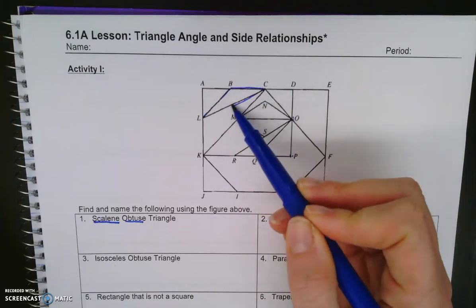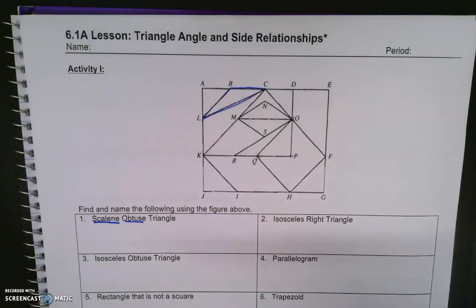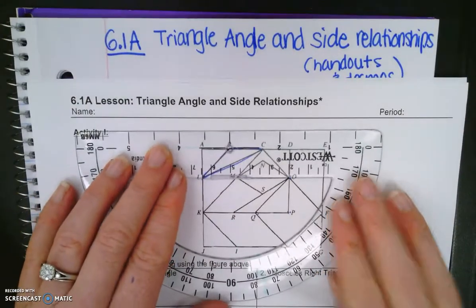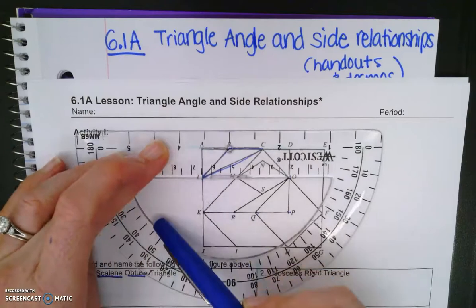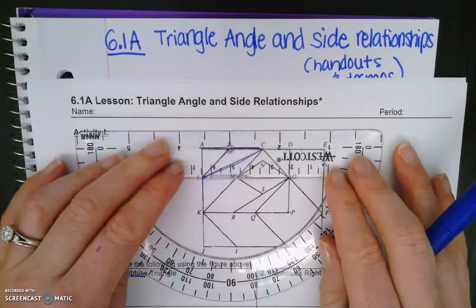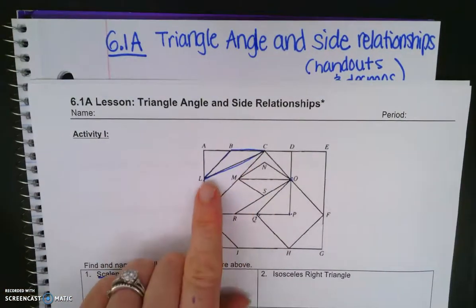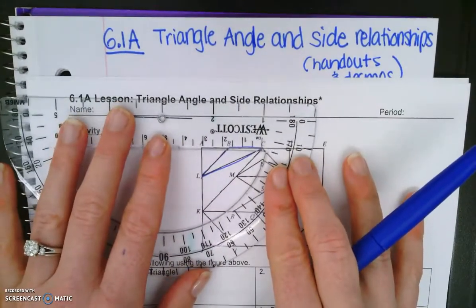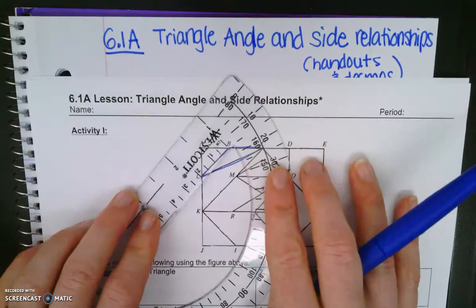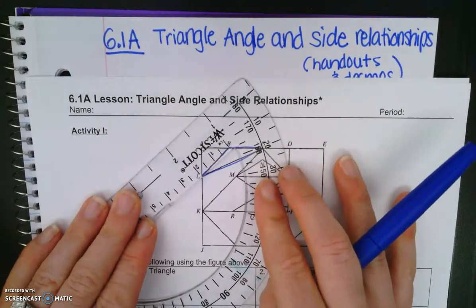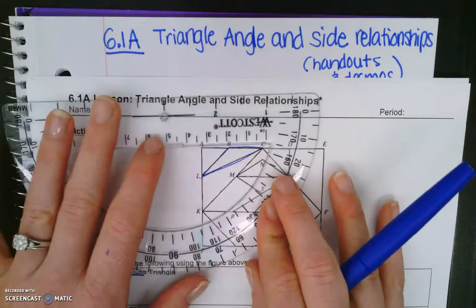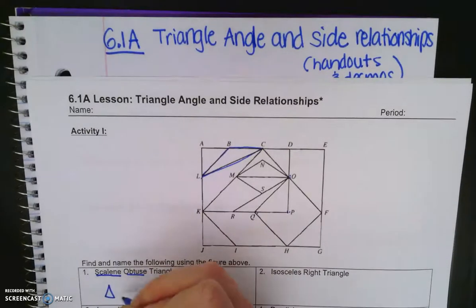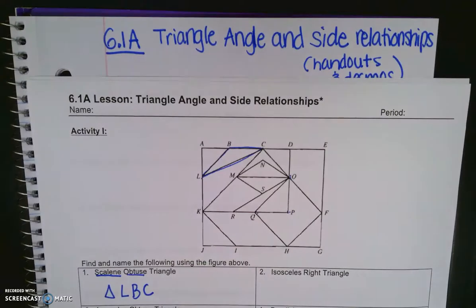It looks like triangle LBC could be a scalene obtuse. It's definitely obtuse. Let's double check that with our protractor. It looks like that angle B is definitely more than 90. And now we also want to measure, because I'm not sure if LB and BC are different lengths. BC is just over 1.5, not quite to 2. And BL looks like it's really close to 2. So my triangle, LBC, is scalene and obtuse.